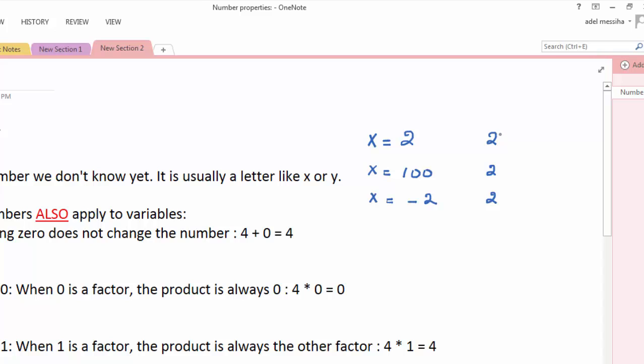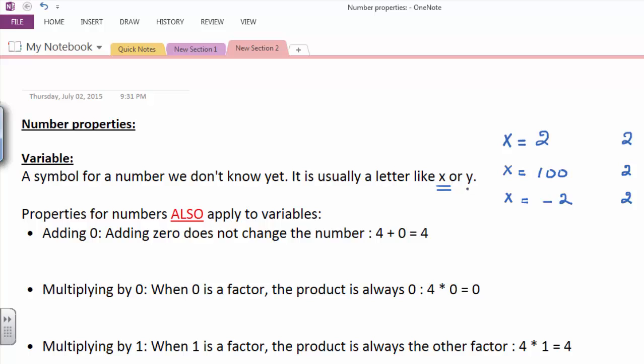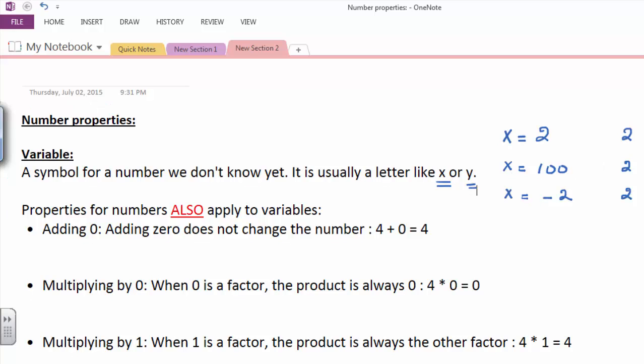So the number is standard, but the variable we can change every minute, every day, depending on which quiz you are doing, and so on. We replace it with a symbol like X or Y or B or A, whatever you like. So this is the difference between a variable and a number. So let's start our first lesson.